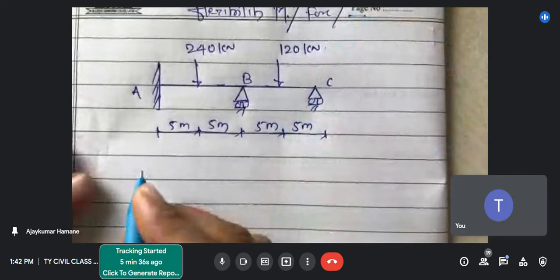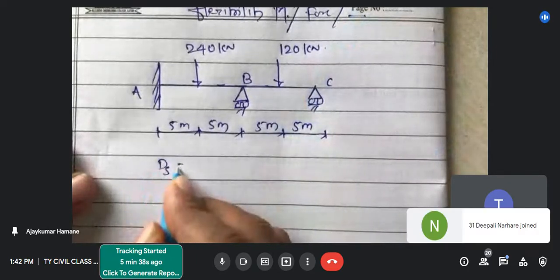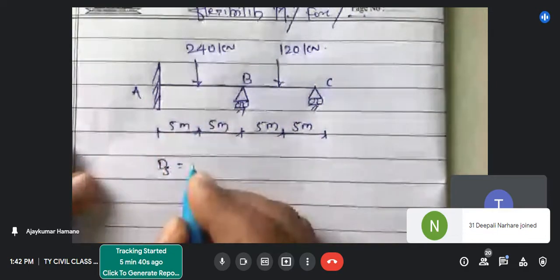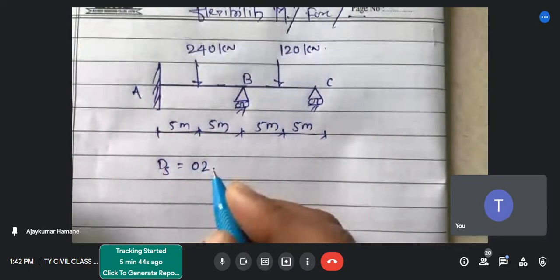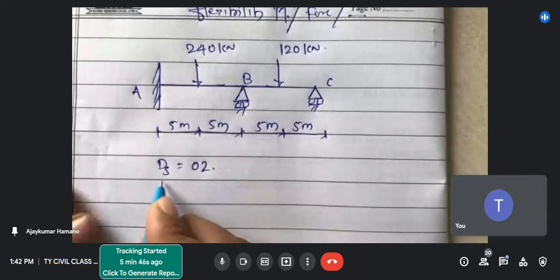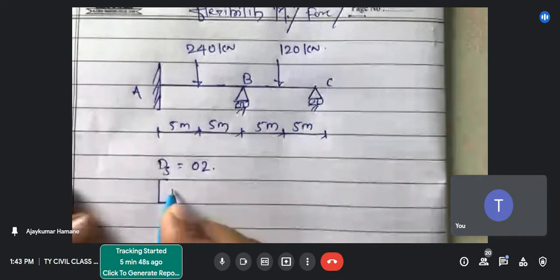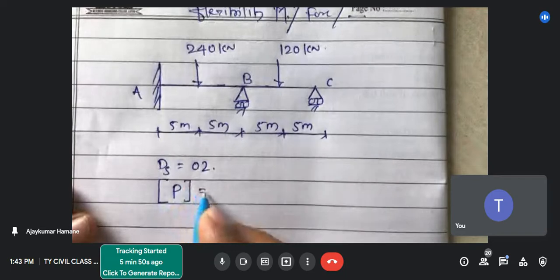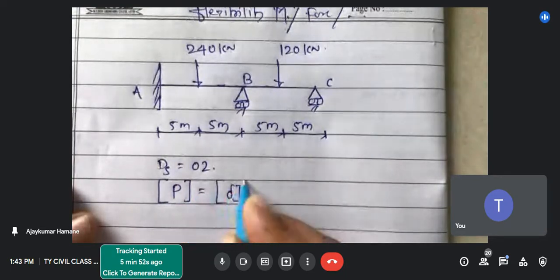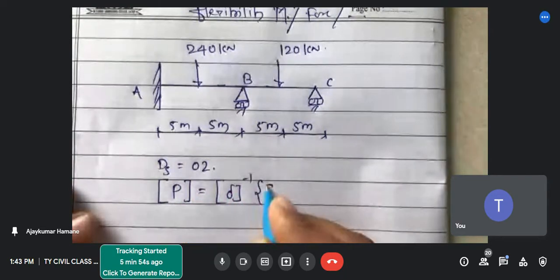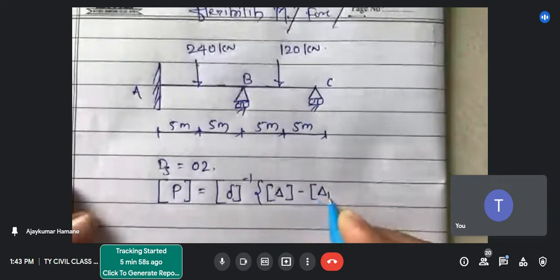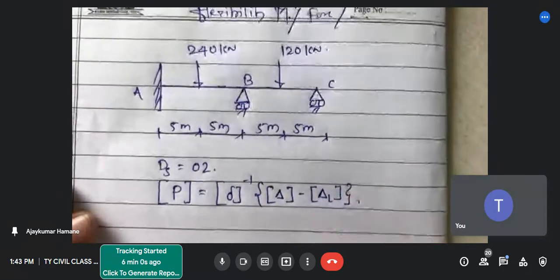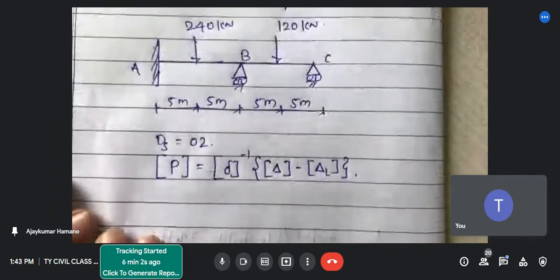Okay, so we know the degree of static indeterminacy we are finding out, and the degree of static indeterminacy for this one is 2. Correct. So as we know, in the flexibility approach our formula to calculate the forces is the inverse of the flexibility matrix, and we have the displacement at the coordinate minus the displacement due to the loading along the coordinates. This is our formula.